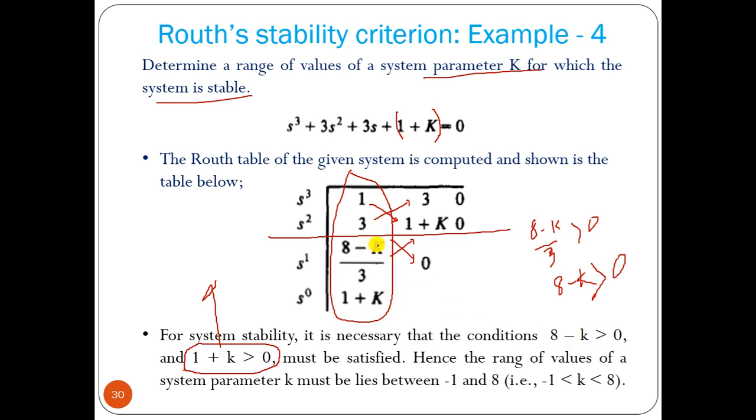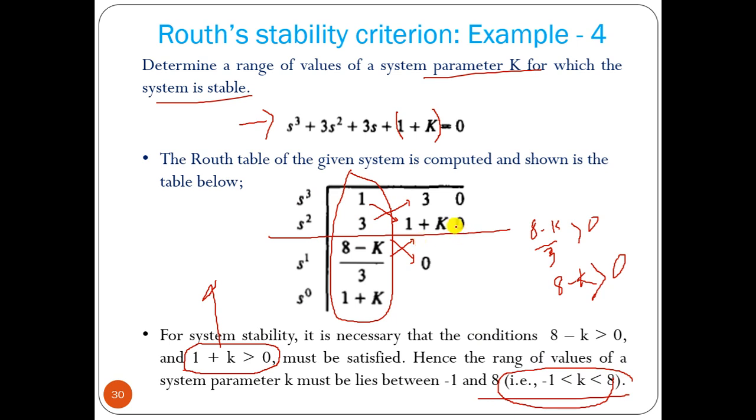If we put k less than 8, say 7, then it will be a positive value. If we put k greater than minus 1, then it will be a positive value. So the range of k lies between k greater than minus 1 and k less than 8. That is the condition, then your system will be stable for this particular characteristic equation.